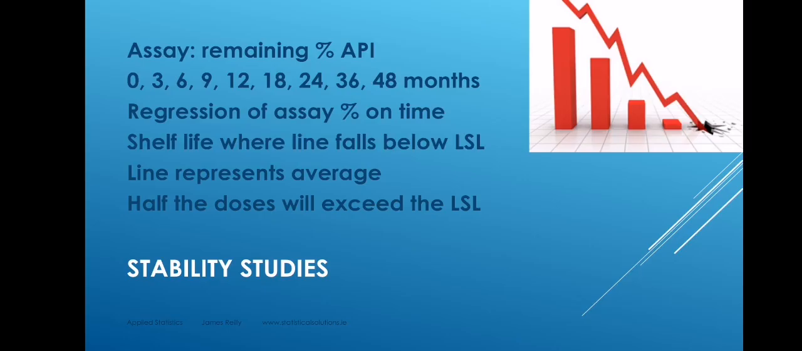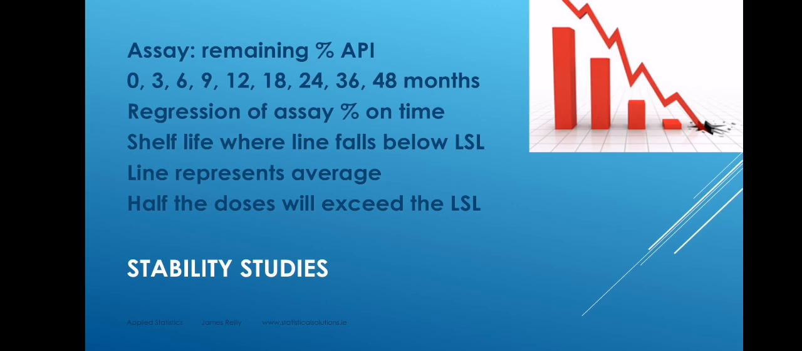The way we do this is we test the drug product at different time points. We carry out an assay at 0 months, when the drug is just newly manufactured, again at 3 months, 6, 9, 12, 18, 24, 36 and 48 months. So we carry out these assays in order to get some information on the rate at which the drug is degrading.